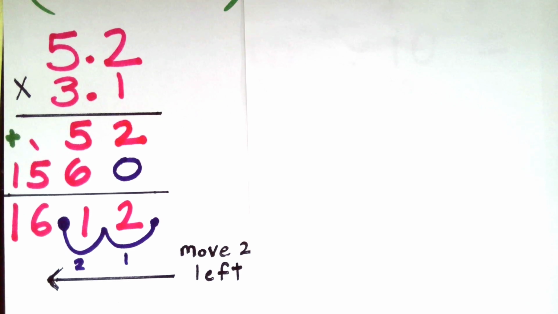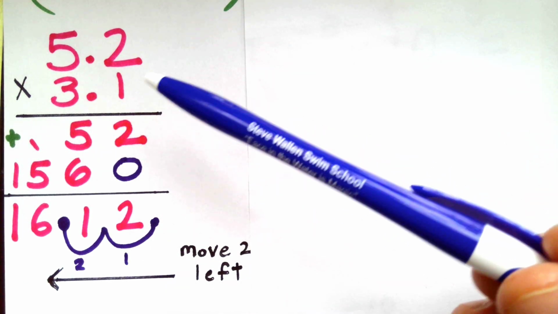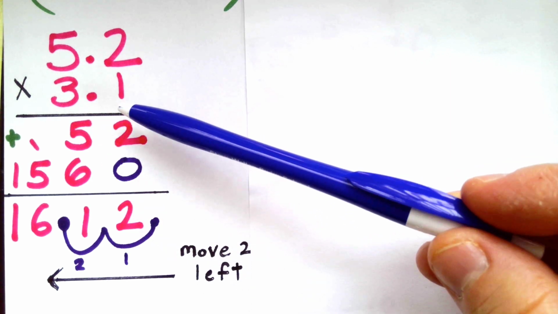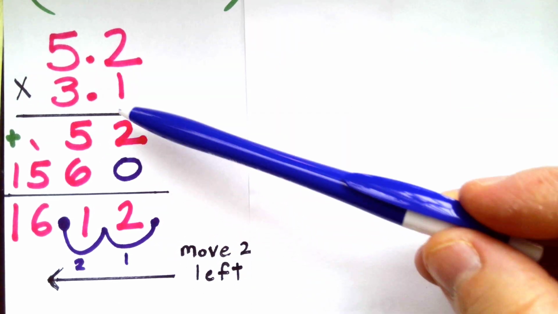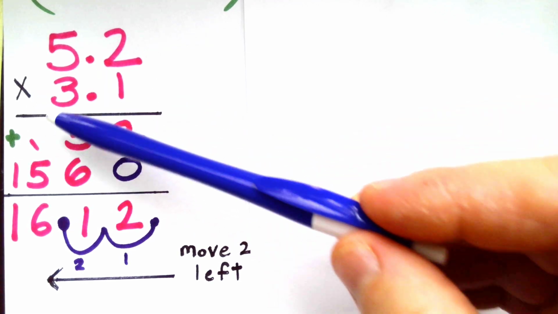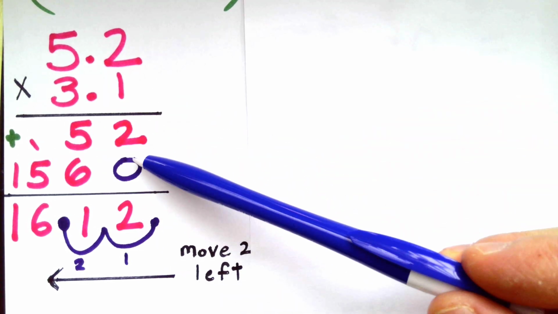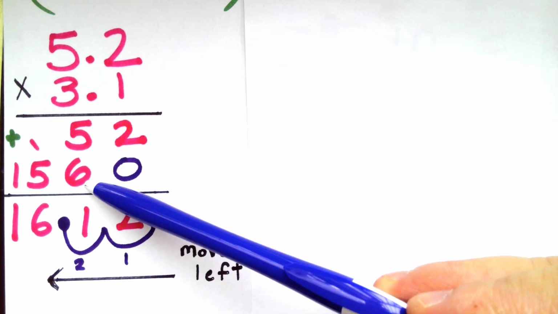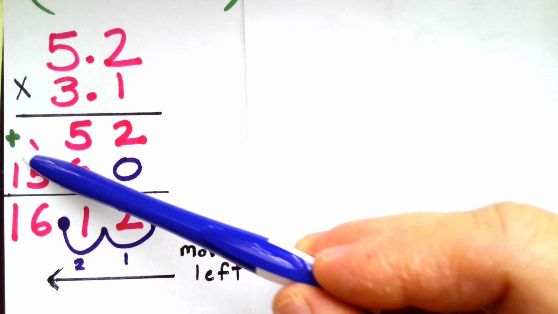Alrighty. Step one is to multiply these two coefficients. 5.2 times 3.1. So let's just jump right into it. 1 times 2 is 2. 1 times 5 is 5. Before I can start multiplying with this next digit, I have to put a placeholder of 0. And now I can multiply. 3 times 2 is 6. 3 times 5 is 15.